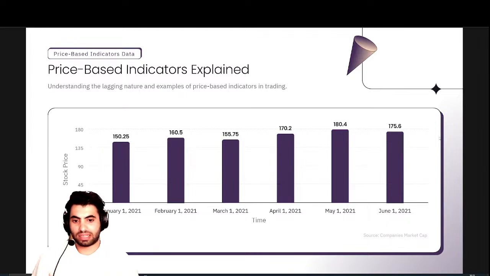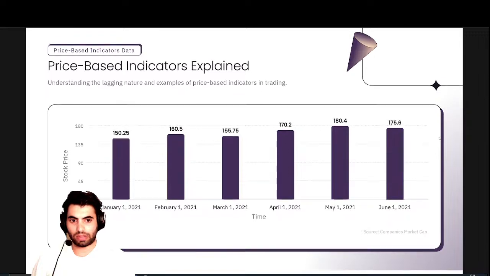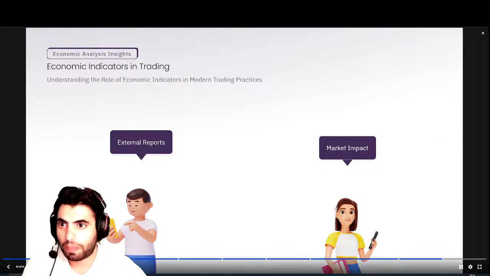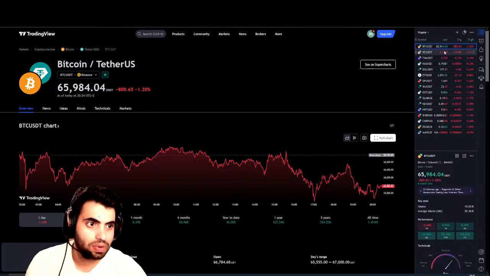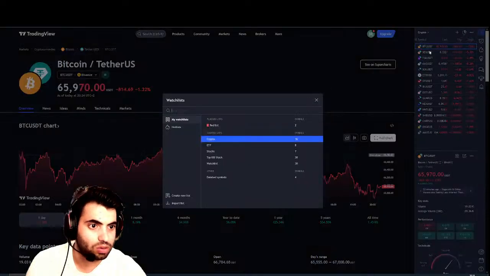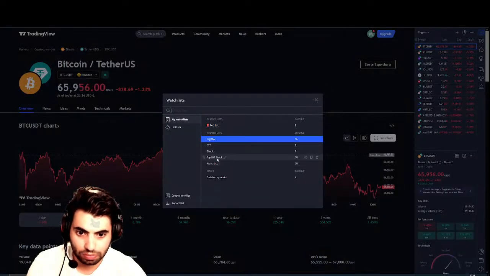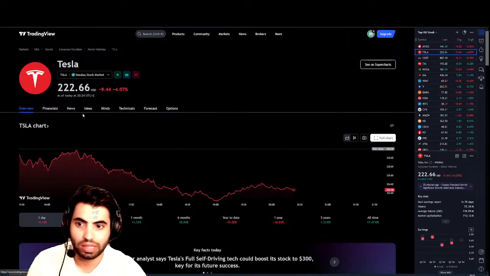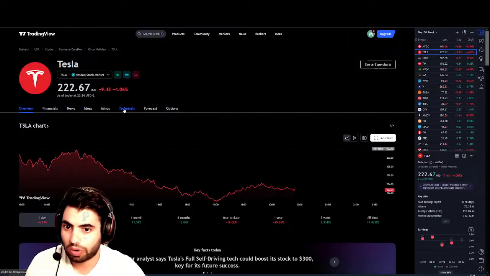Okay, as I said, I think we talked enough about lagging indicators based on price movement. The price moves and the indicators follow. Let's take an example. Let's go to my watch list and use Tesla for it, and let me show it to you also technically.